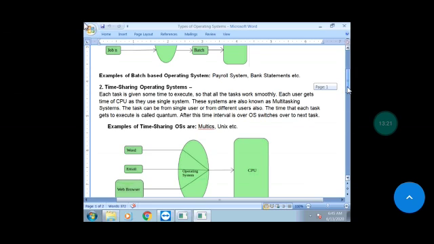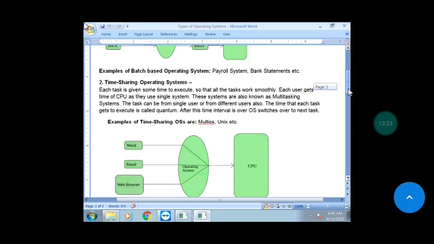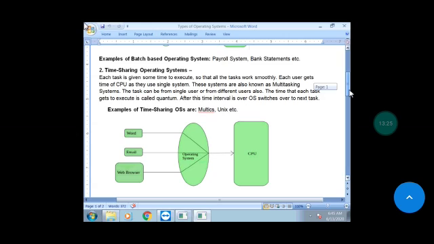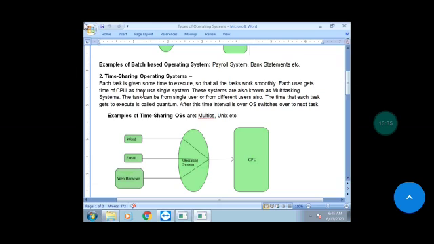Next one is time sharing operating system. Now, here by the definition, you can understand that it is talking about time sharing, how the time is going to be shared. You see, each task is given some time to execute so that all the tasks work smoothly. Each user gets time of CPU as they use a single system.